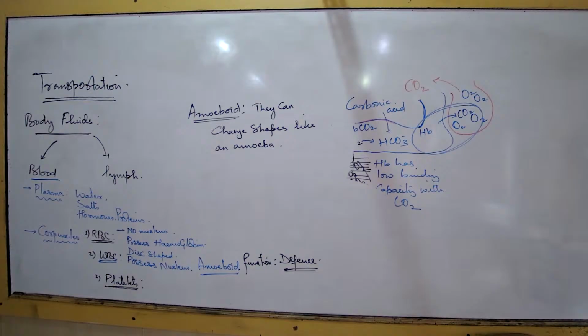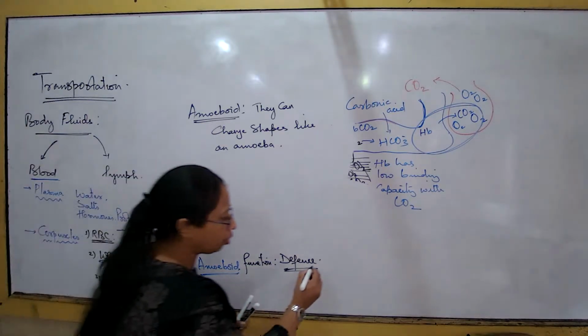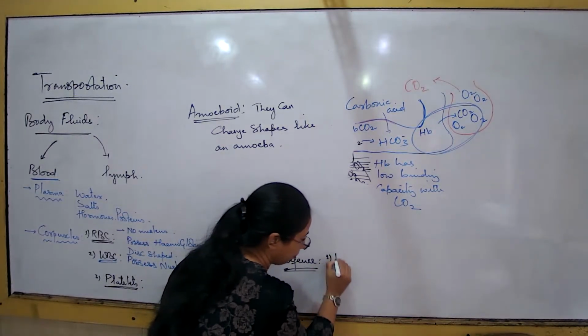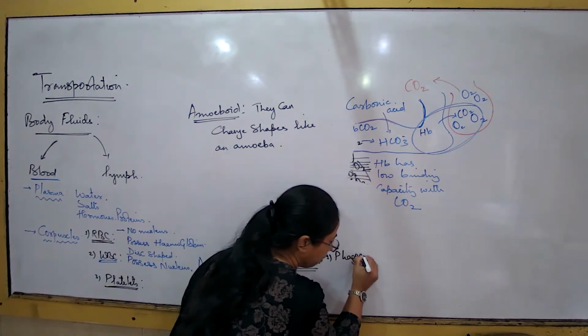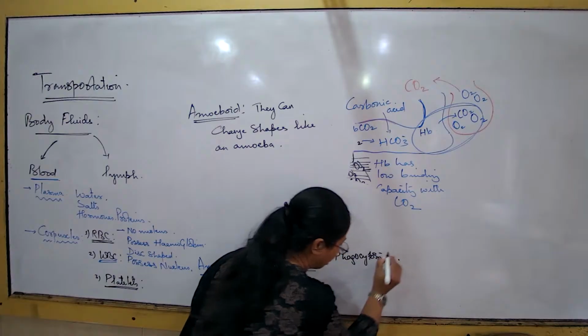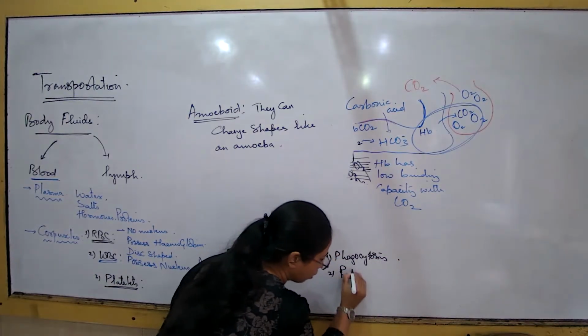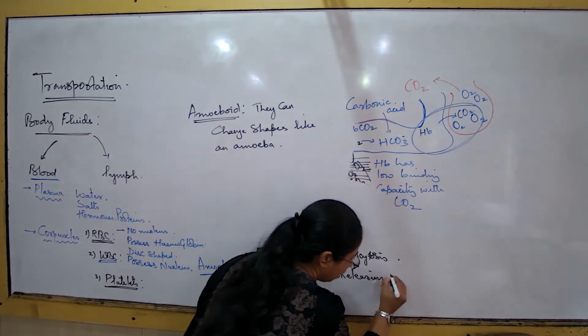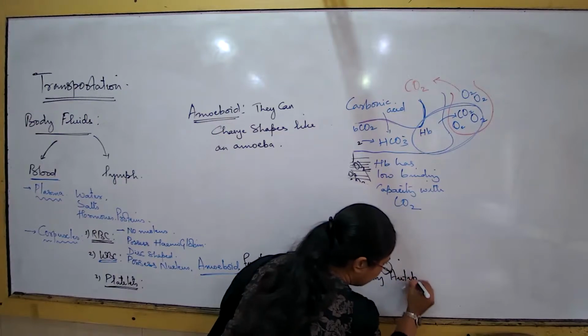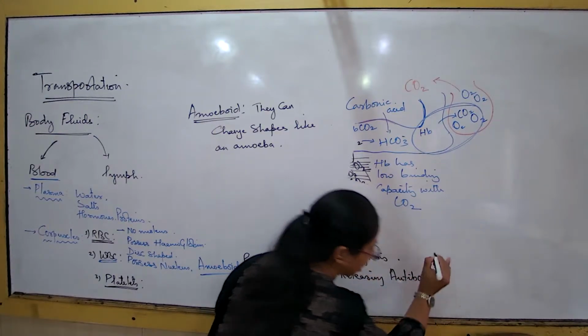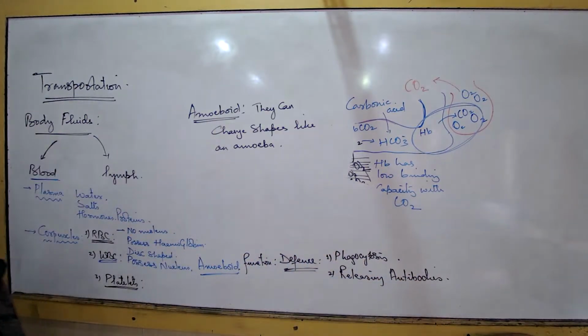Why? They provide defense. But what are the two methods by which they provide defense? Either they can eat up the germs from the site of infection. Number one, by eating up the germs, pathogens, microbes. What is this process known as? Phagocytosis. Also, they can release special chemical substances that can give us immunity for a long time, known as antibodies.